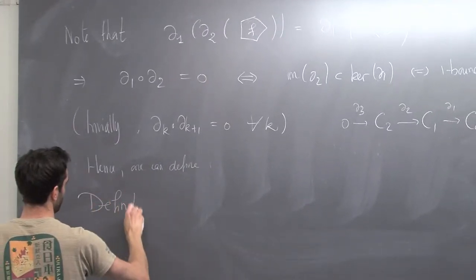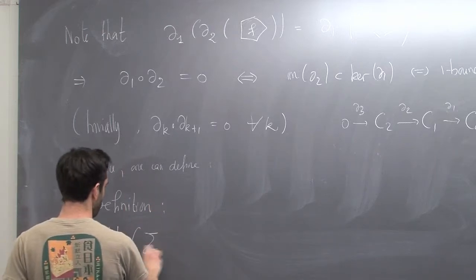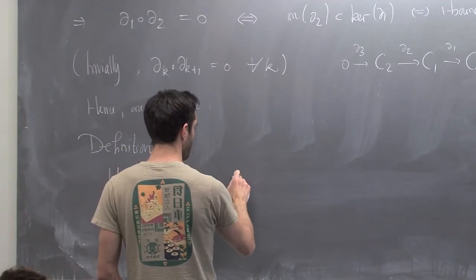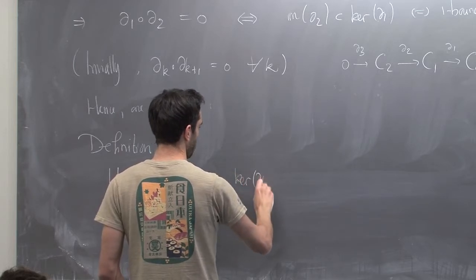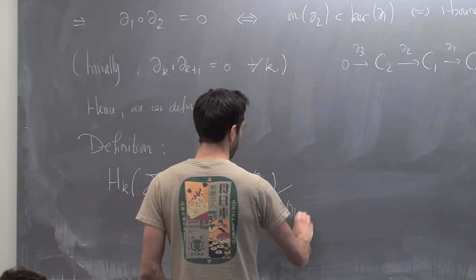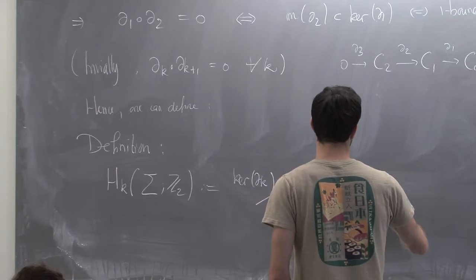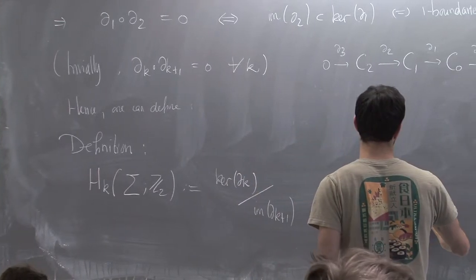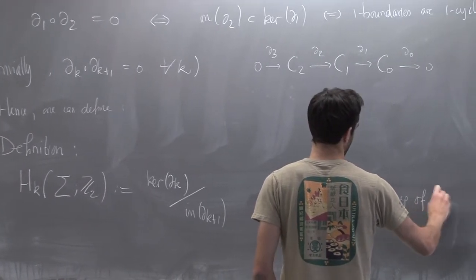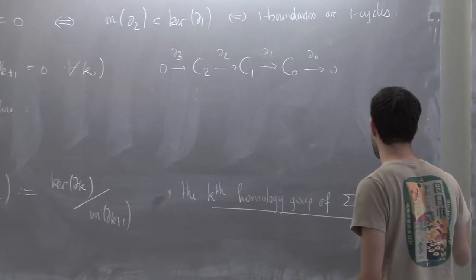Hence one can define: H_k of sigma with Z2 coefficients is defined as the quotient of the kernel of delta k by the image of delta k plus 1. This is the kth homology group of sigma with Z2 coefficients. So it's actually a Z2 vector space.